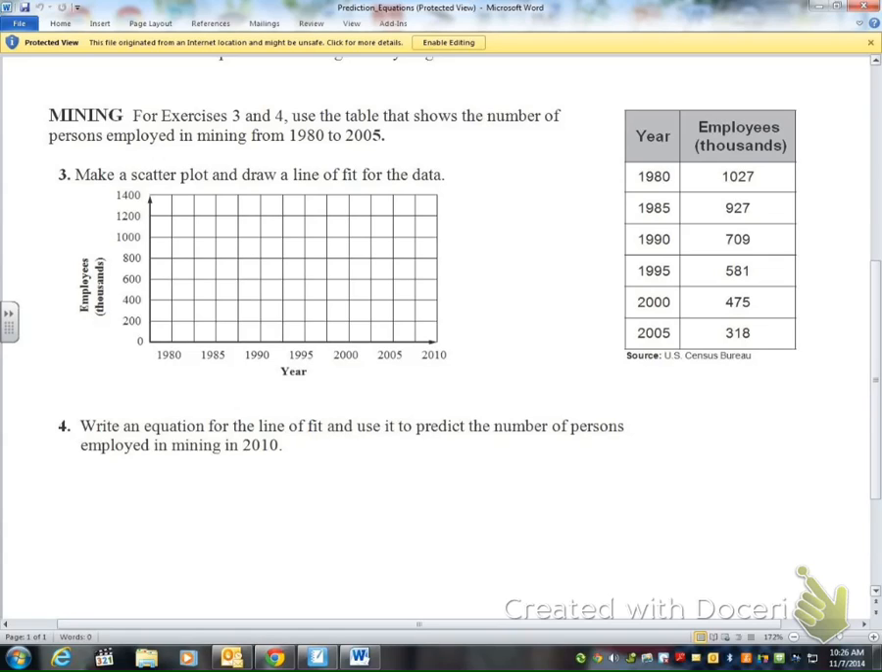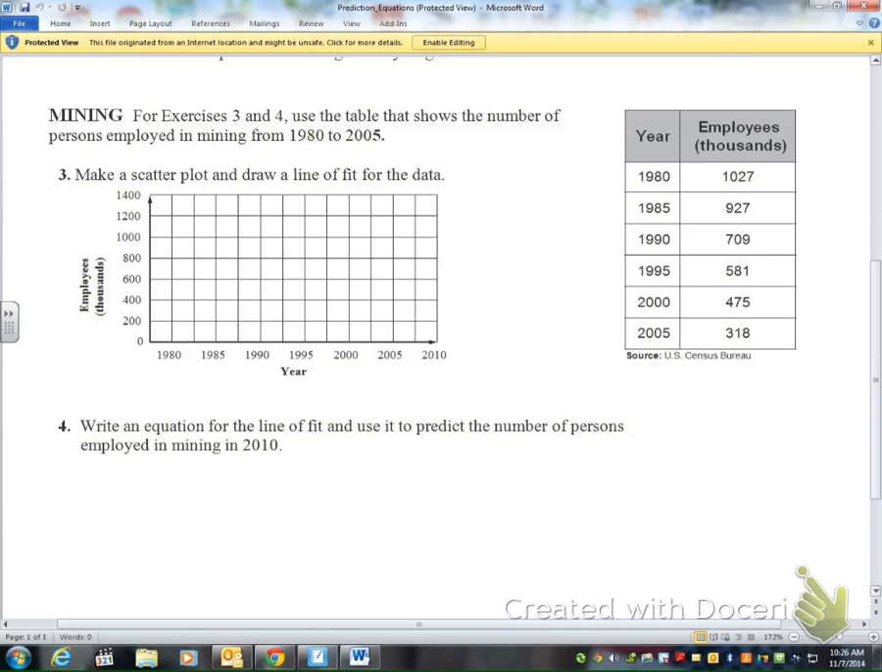Okay? And then our years are going by fives here. Notice fives is every other. So make sure when you're making a scatter plot that you're always really careful about how the graph is labeled. Okay? Now, the first plot point I want to plot is 1980 and 1027.